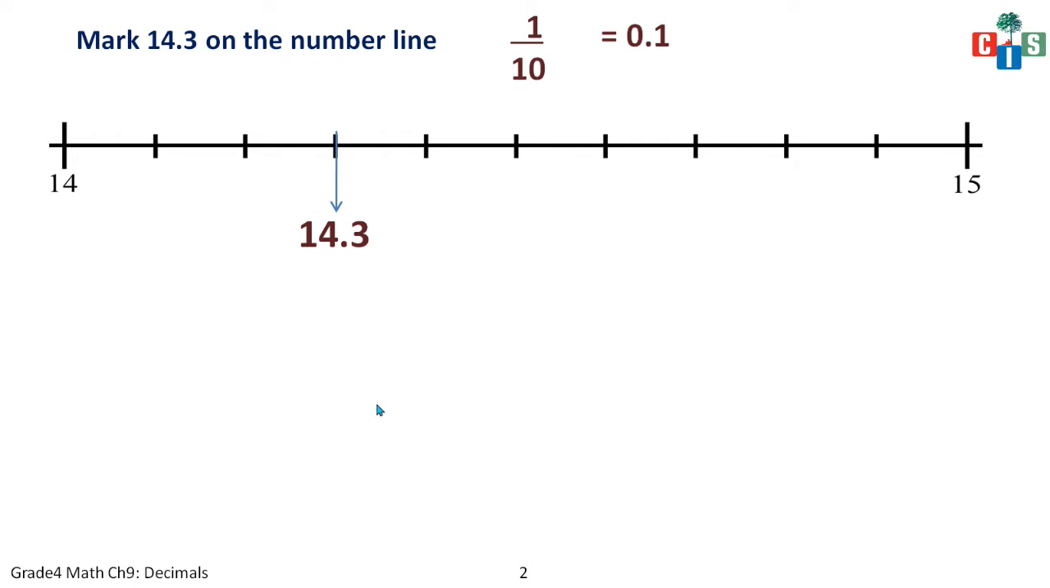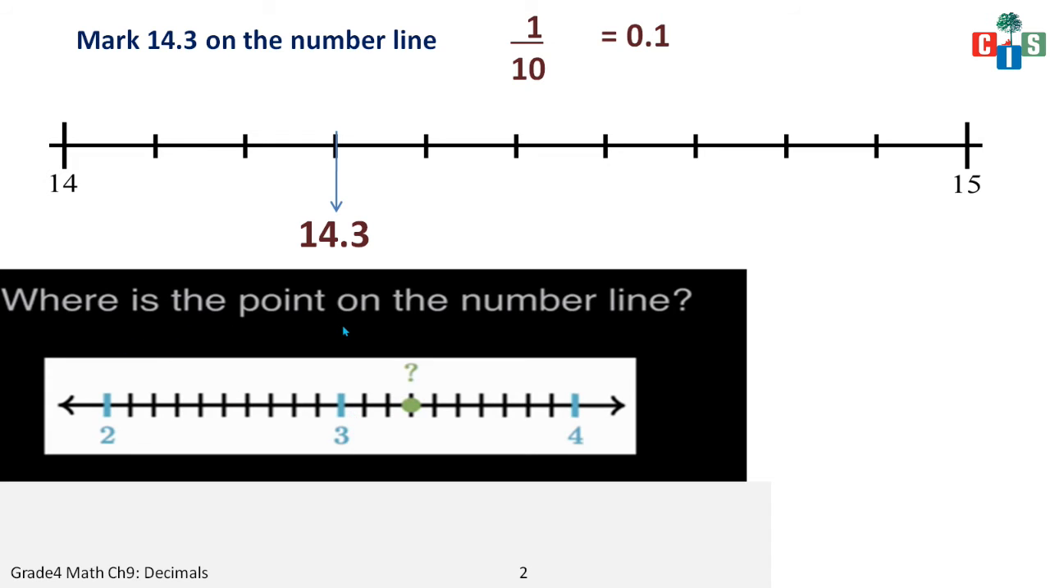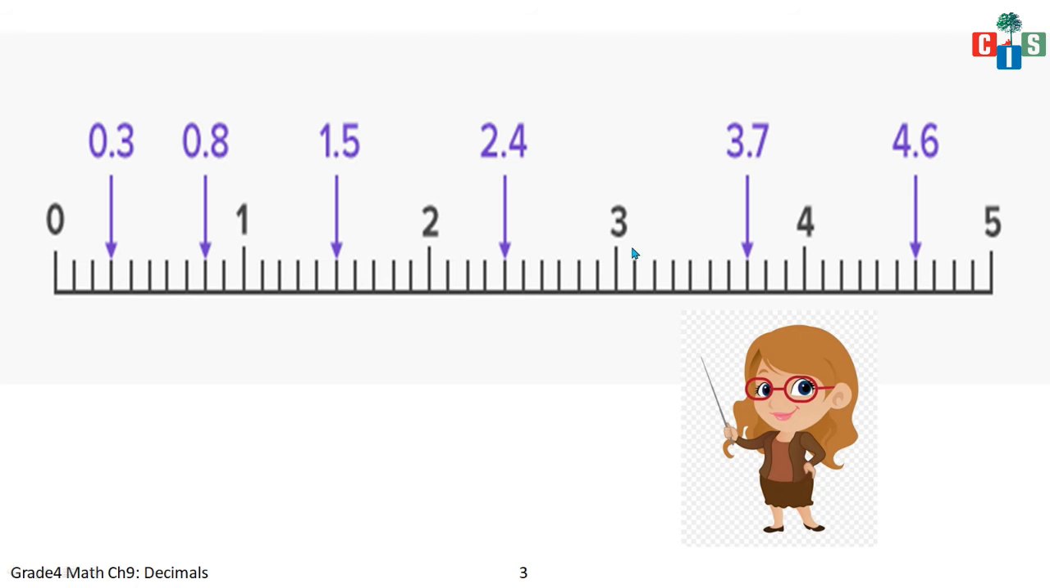Clear? Let's have another example. Where is the point on the number line? The point I can see is here. Now, see, this is the number 2, this is number 3 and this is number 4. Now what will be the value of this point? As it is lying between 3 and 4, it is more than 3 and not complete 4. So it is 3 plus 1 point, 2 point, 3 point. So it will be 3.3.